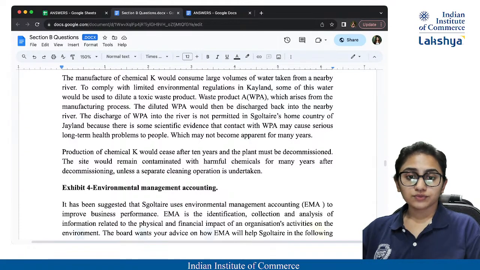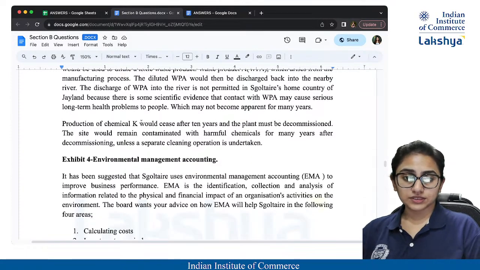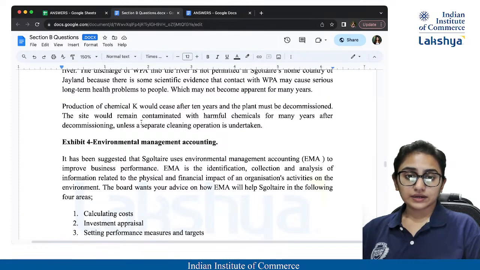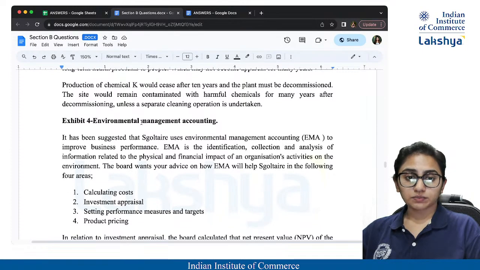The discharge of waste product A into the river is not permitted in Geoltex's home country of J-Land because there is some specific scientific evidence that contact with waste product A may cause serious long-term health problems to people, which may not become apparent for many years. Production of Chemical K would cease after 10 years and the plant must be decommissioned. The site would remain contaminated with harmful chemicals for many years after decommissioning unless a separate cleaning operation is undertaken.